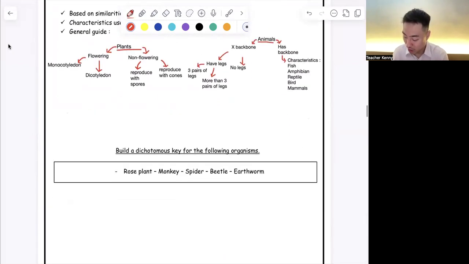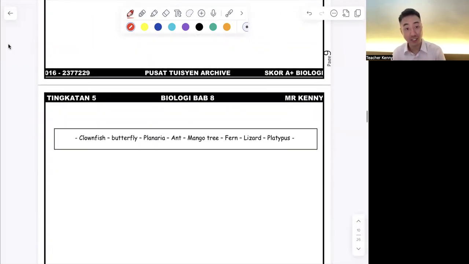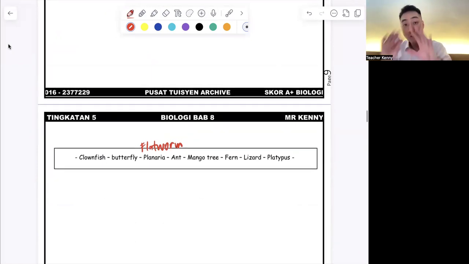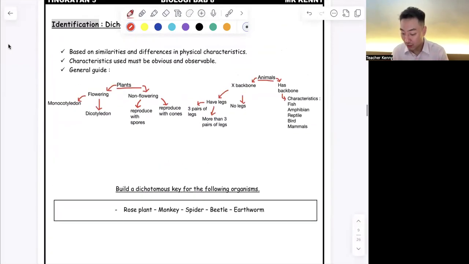Now Form 5 Bio. So we have all these lists of organisms. Let's say I give you clownfish, butterfly, planaria. Planaria is a type of flatworm. Ant, mango tree, fern, lizard, and a platypus. Feel free to Google what they are. Next, we're going to learn how to group and identify them using a dichotomous key.